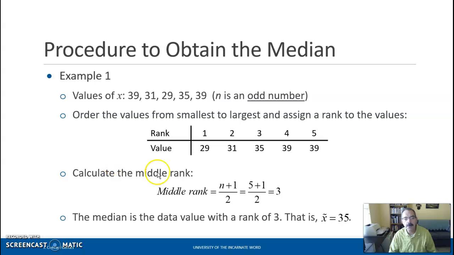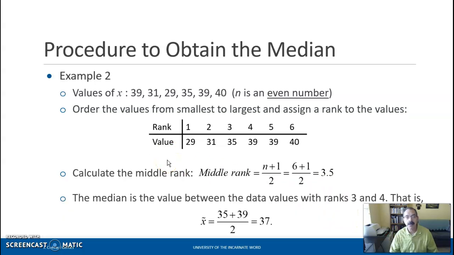Then you calculate the middle rank. So n is 5, plus 1 is 6, divided by 2 is 3. That means that the median is the value with a rank of 3. So you look at the rank of 3 right here, and you see that the corresponding value is 35. So the median, x tilde, because this is a sample, x tilde, is 35.